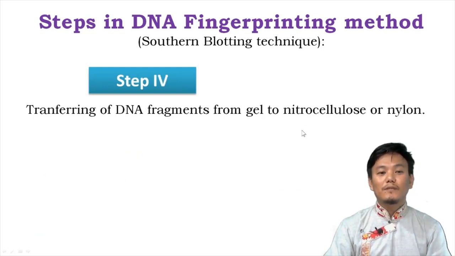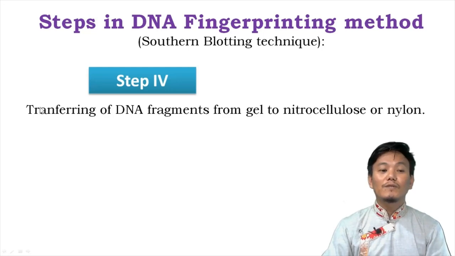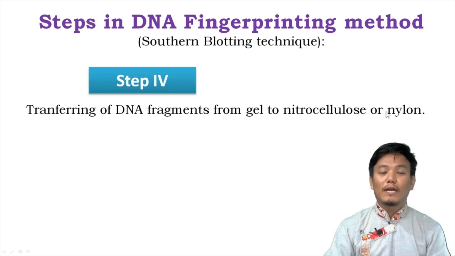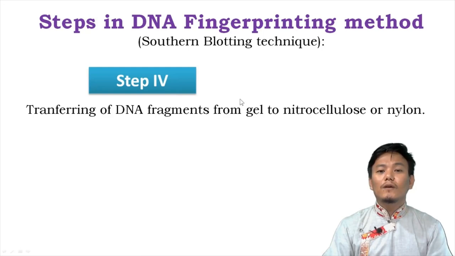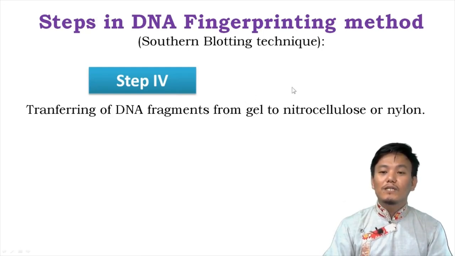Okay, so next, in step number four, after the DNA has been separated in gel electrophoresis, we need to transfer the DNA fragments from the gel to another synthetic medium like nitrocellulose membrane or nylon. Why are we doing this? Because the agarose gel is very delicate and it can get damaged, so we can lose the DNA. So in order to prevent that, we need to transfer the DNA to a more solid membrane like nitrocellulose membrane or nylon.